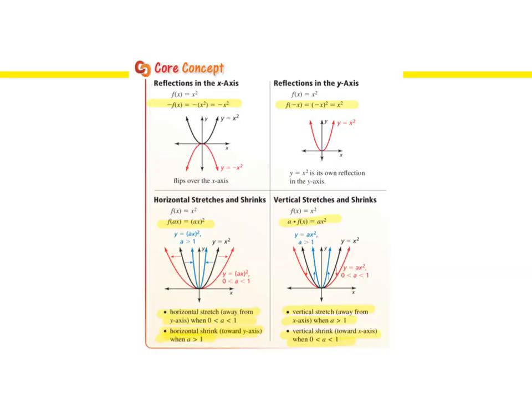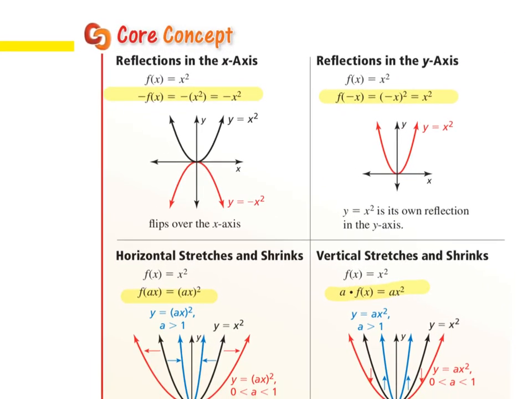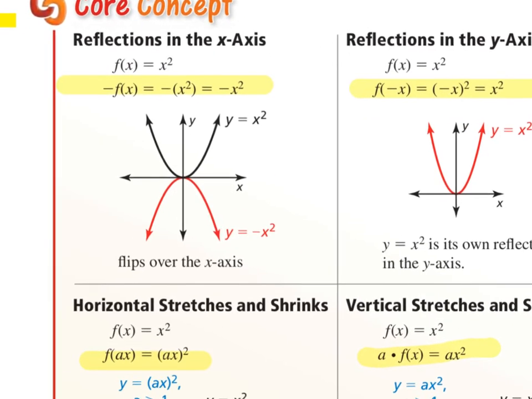Now we're going to move on to reflections, and stretches and shrinks. So first, we're going to look at reflections. A reflection in the x-axis is when we multiply the outside by a negative. So remember, you just keep your x's on the outside. And it flips over the x-axis, so instead of opening up, it would open down.